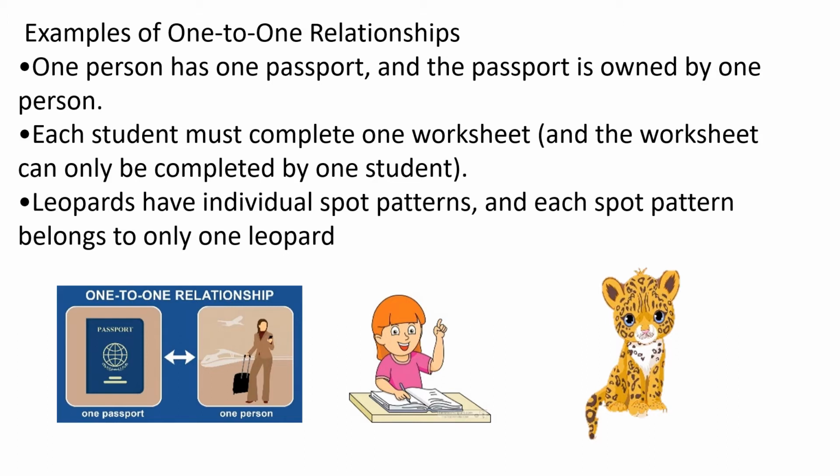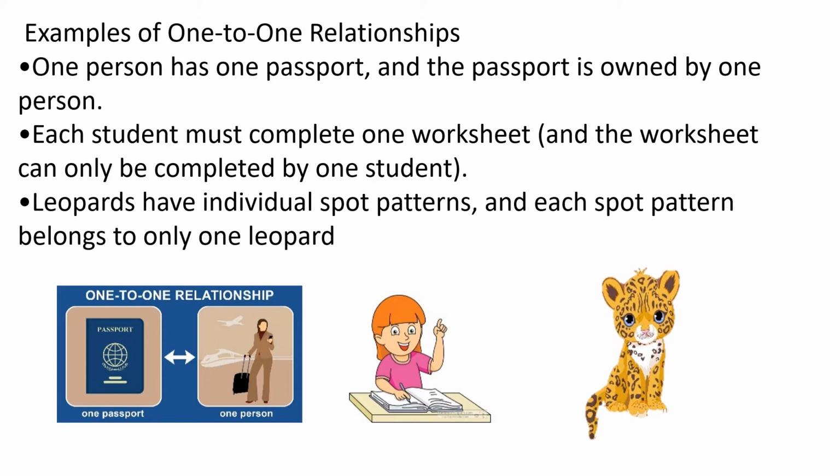So one person has one passport and the passport is owned by one person. So for example, that passport belongs to me. So my passport does not belong to you. Also, as a student, you have an individual ID. It's not possible for your classmate, who has no ID, to borrow your ID, because that ID only belongs to you and that is a one-to-one function because one ID belongs to one person.